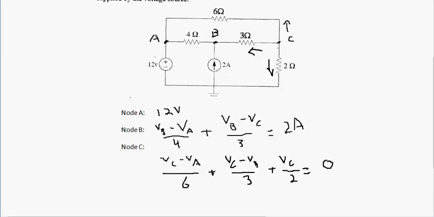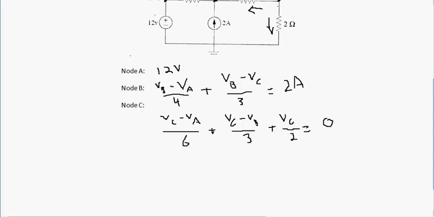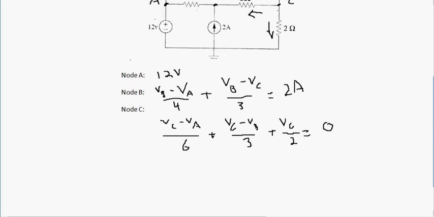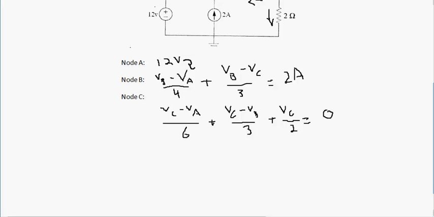Now we want to place all the currents going in on one side and all the currents going out on the other. That's why we have 2 amps here, because it's going into the node, and 0 amps here, because no currents are going in. Now we solve these relationships. We know that node A is 12 volts already, so we can substitute 12 volts for VA, and we'll have 2 equations and 2 unknowns.